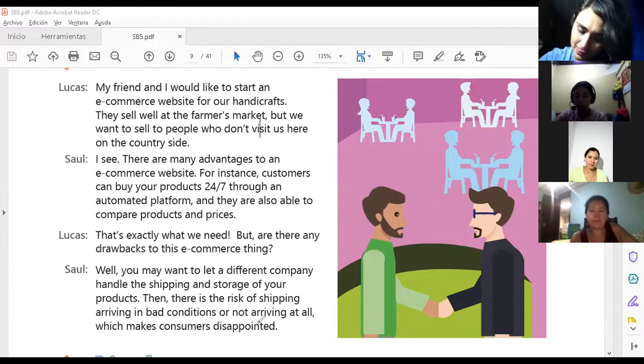Well, you may want to let a different company handle the shipping and the storage of your products. Then there's the risk of shipping arriving in bad conditions or not arriving at all, which makes consumers disappointed.